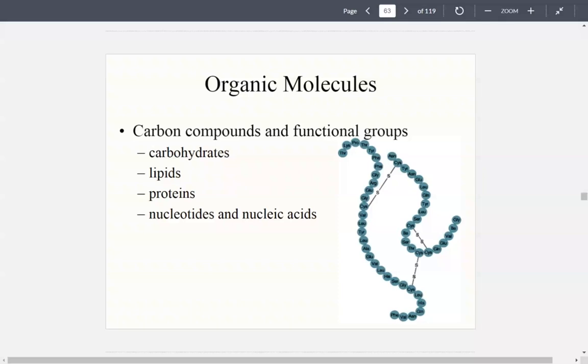Organic molecules is what we're going to talk about next. Organic molecules are molecules that are composed of carbon compounds and have functional groups. We have four major categories: carbohydrates, lipids, proteins, and nucleotides.